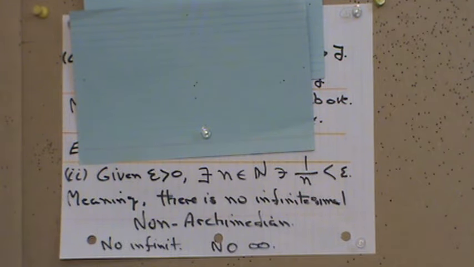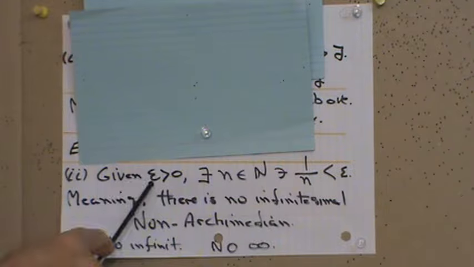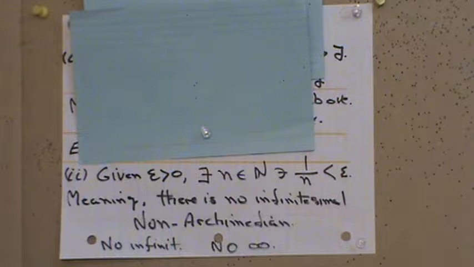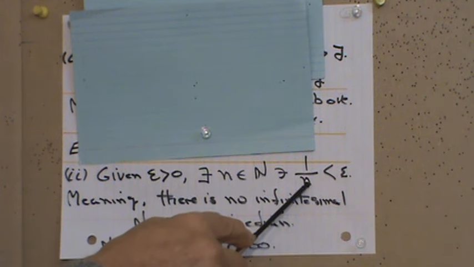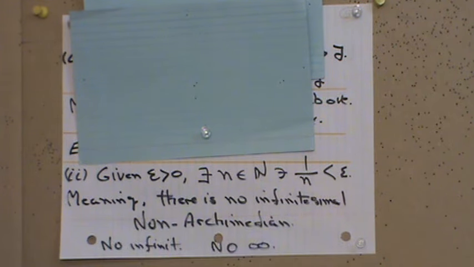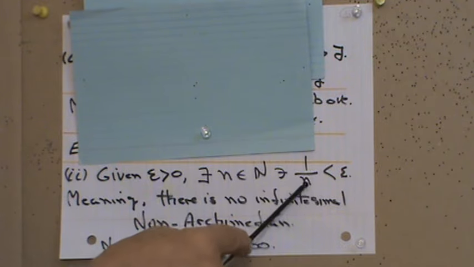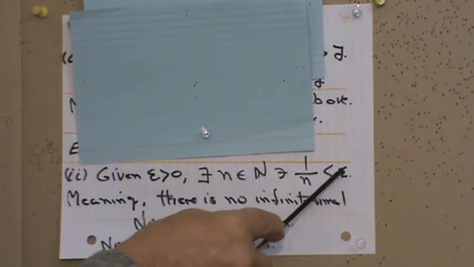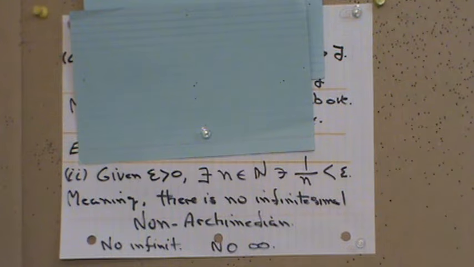Now make some examples for yourself if it is difficult. For example, let's say epsilon is 1 over 10 to the 10, which is an extremely small number. Then what will n be? n will be 10 to the 11. That's a natural number. So 1 over 10 to the 11 is less than 1 over 10 to the 10.